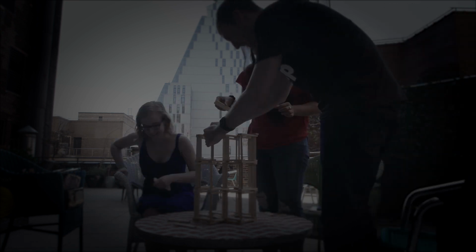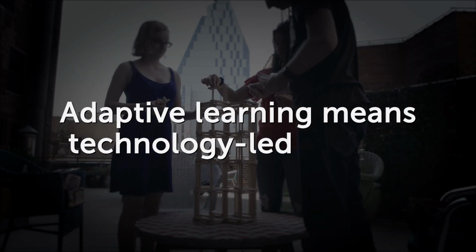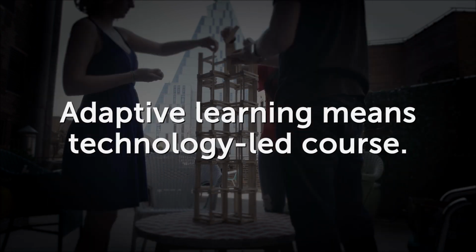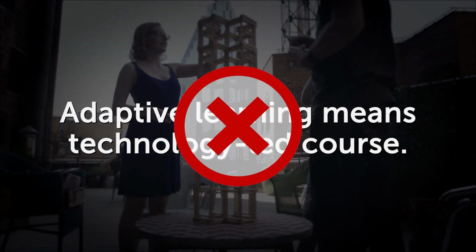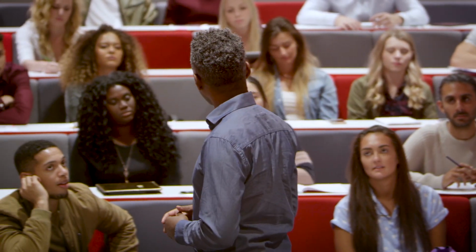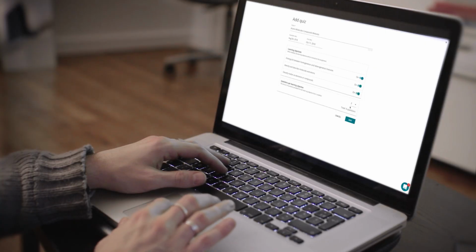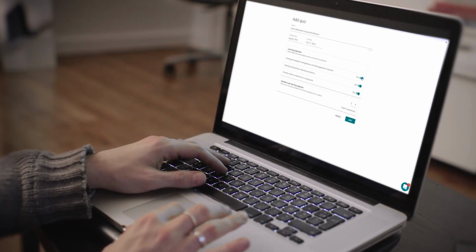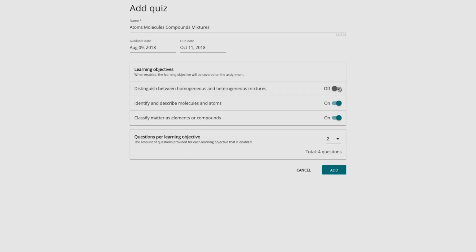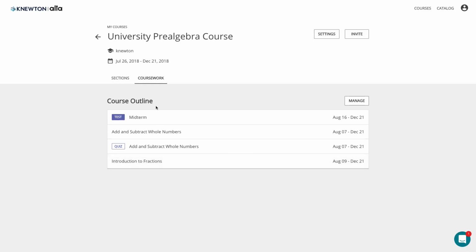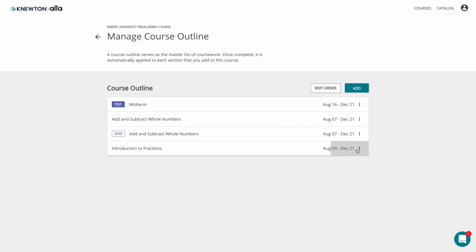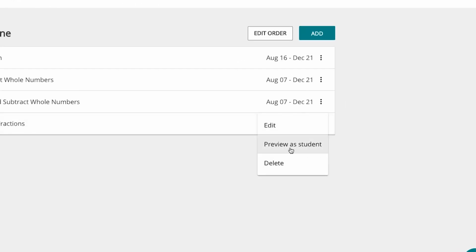Next question. True or false? Adaptive learning means technology-led course. False. As an instructor, you'll always lead your class and have full control over what topics your students learn. You start by selecting the learning objectives. Then, you can assign homework, quizzes, or exams to match your syllabus, and you can even preview the types of instruction and assessments your students will see.